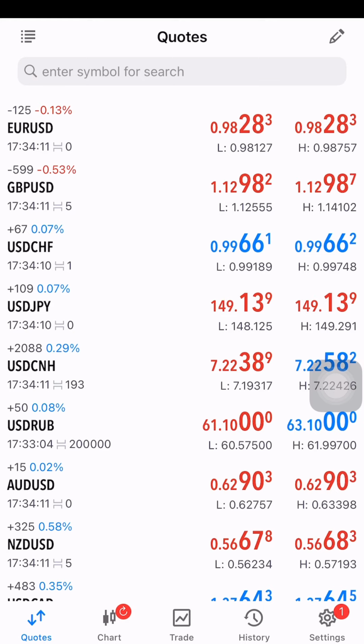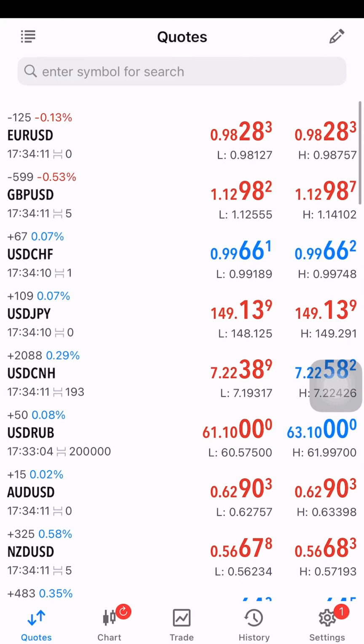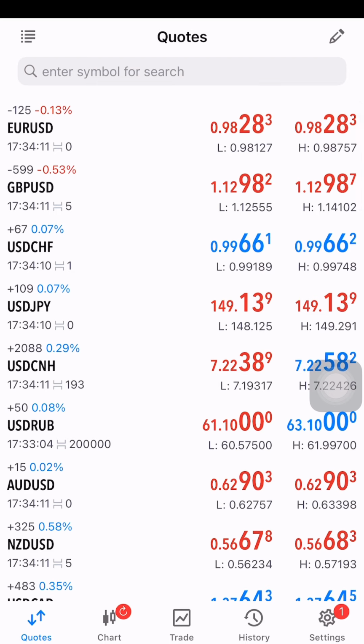Now, what do I mean by bullish? Bullish means uptrend. Okay, now, what are we buying and selling? I hope you guys are putting down something. We are buying currency pairs and we are selling currency pairs.